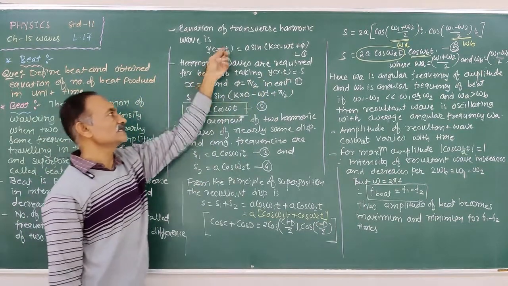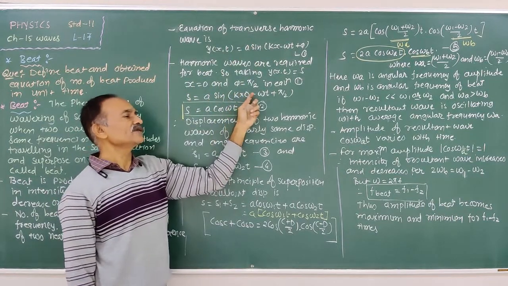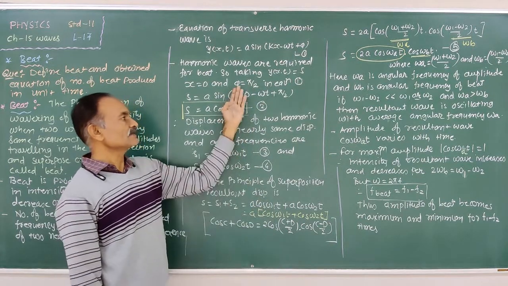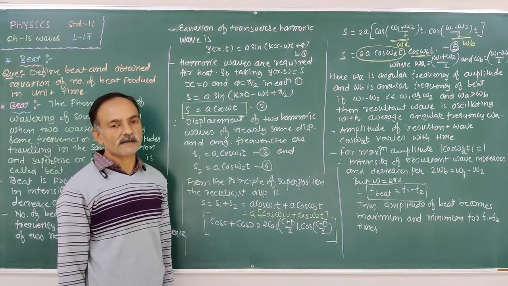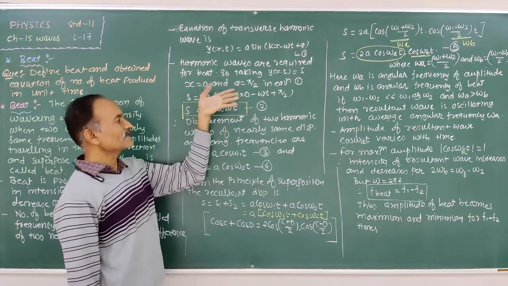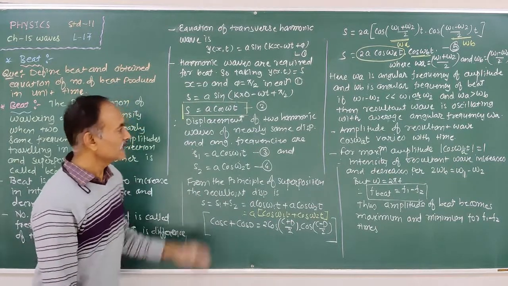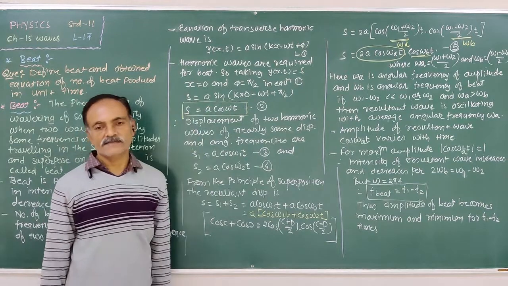Therefore, our equation changes. s is equal to a sin(k into 0 minus omega t plus pi by 2). This term is cancelled. Therefore, a sin(minus omega t plus pi by 2). Therefore, the sine function changes to cos, because sin(pi by 2 minus theta) is cos theta. Therefore, s is equal to a cos omega t.